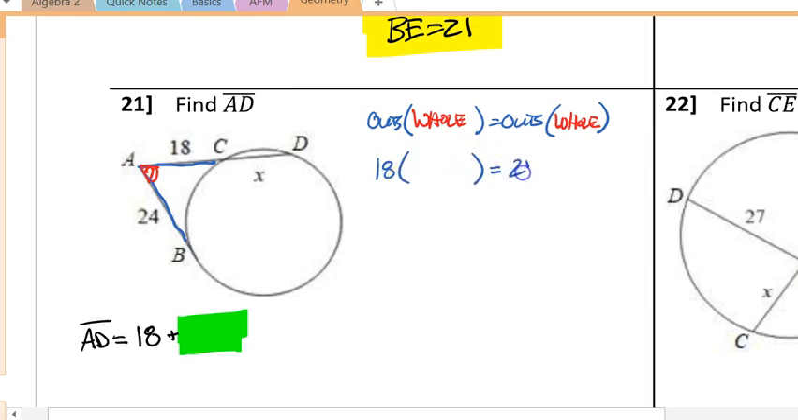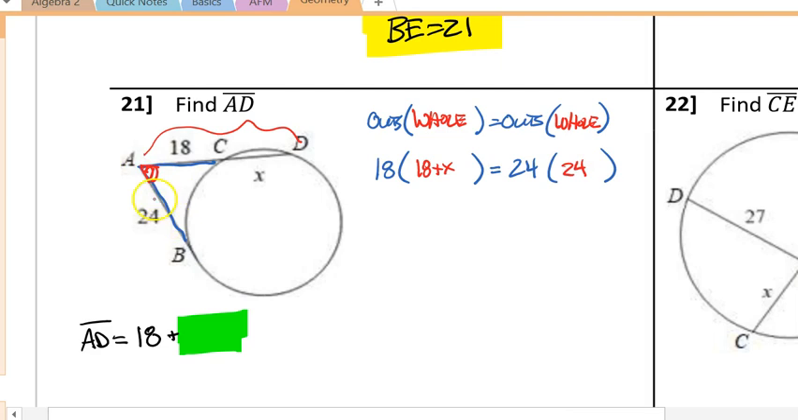18 and 24. Calculating the whole pieces here, we have 18 plus x, because we can't add those two together. They're not like terms. And down here we have an issue because the outside piece is already listed, but the whole piece is in fact the same distance.